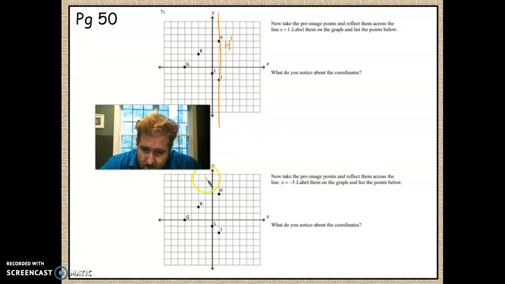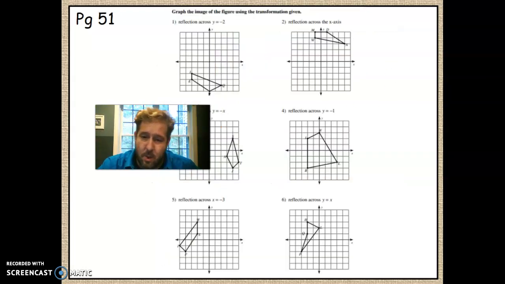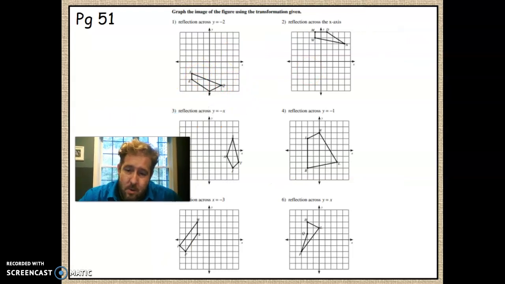This one is x equals negative 3, 1, 2, 3. So this time H is 1, 2, 3, 4 away. 1, 2, 3, 4 makes H prime right there. All right, and you would do the same for all the other points. If it's on one side of the line of reflection, it's just going to flip to the other side in equal amounts. Same thing goes for this page when you're doing an entire figure.